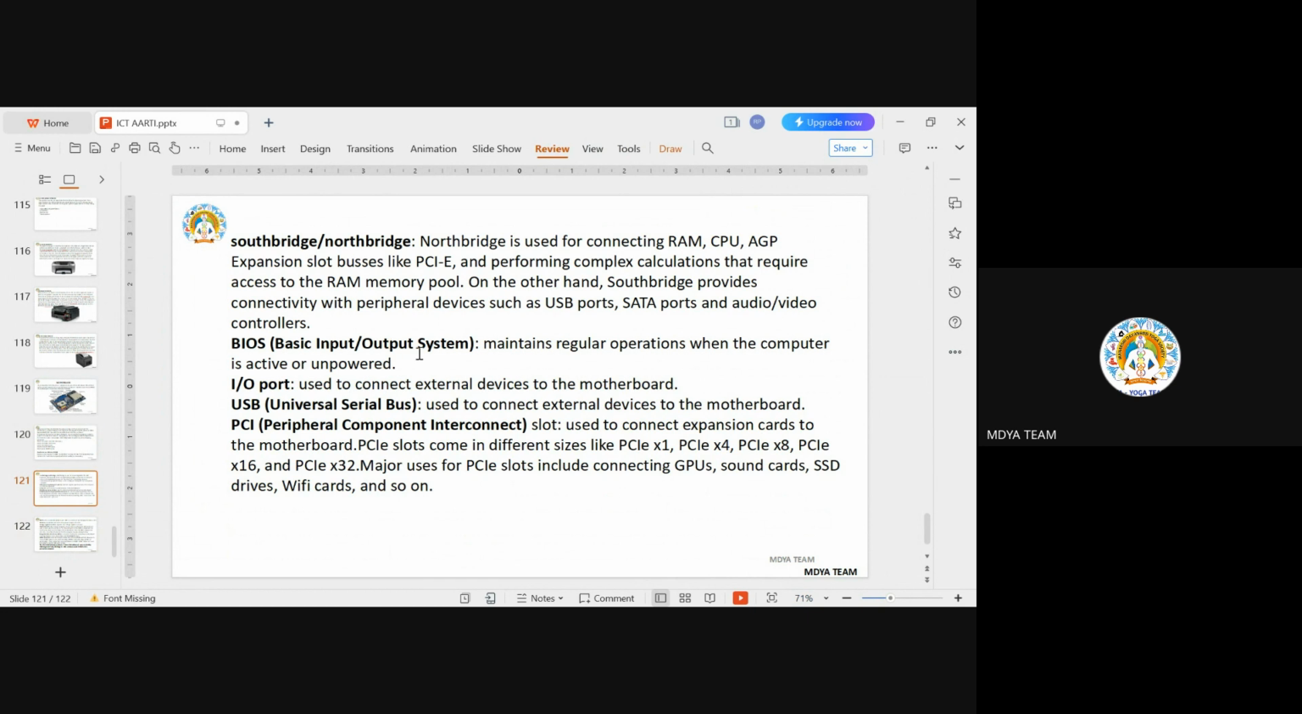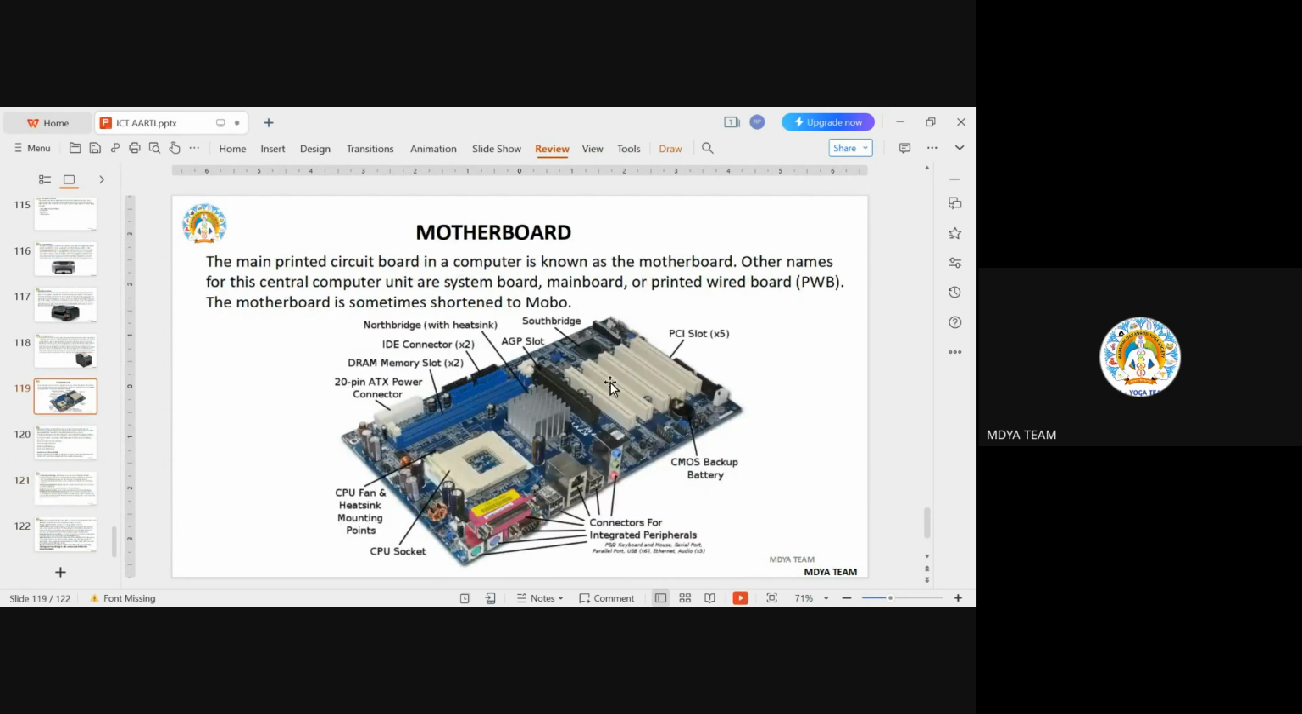BIOS, as we discussed, is the basic input output system that maintains regular operations whether the computer is active or unpowered, because the booting process and the bootstrap loader program are all present in the BIOS. BIOS is present in the ROM, which is present on the motherboard. There are also input output ports, which are ports for external devices present on the motherboard, in the South Bridge. USB is also an external device port. PCI is the peripheral component interconnect. These white ones are the PCI slots.